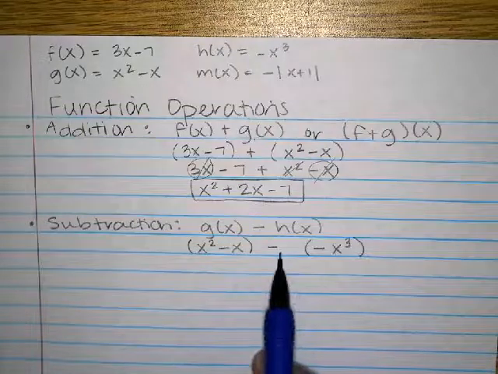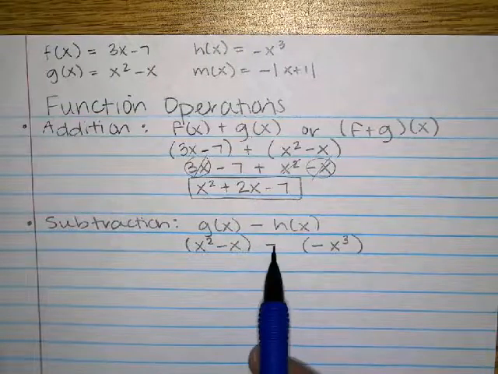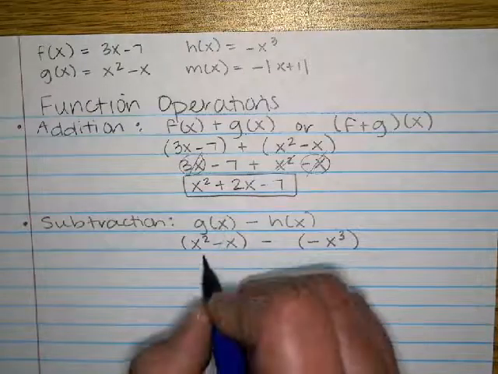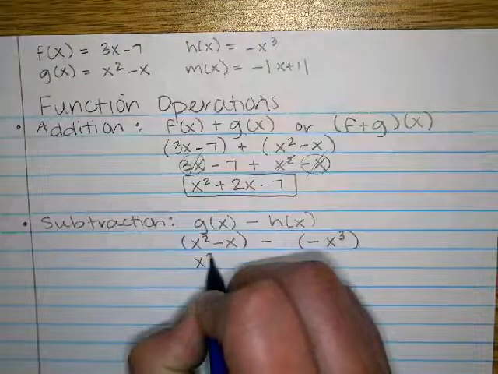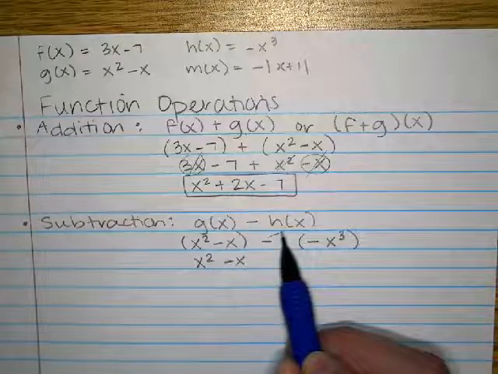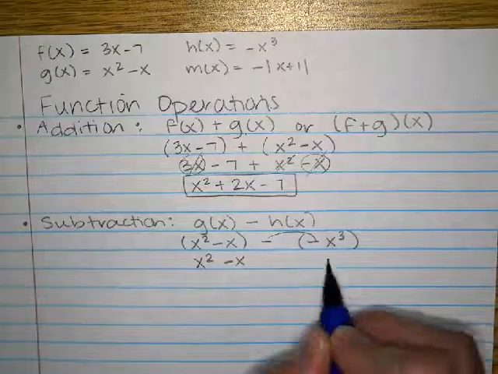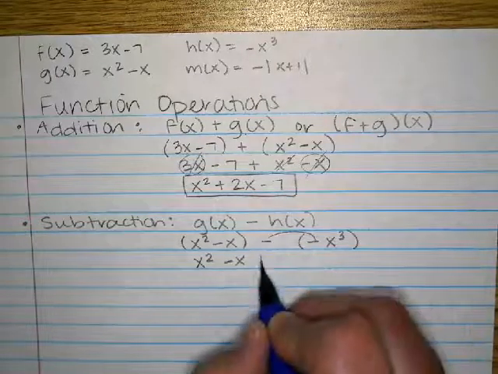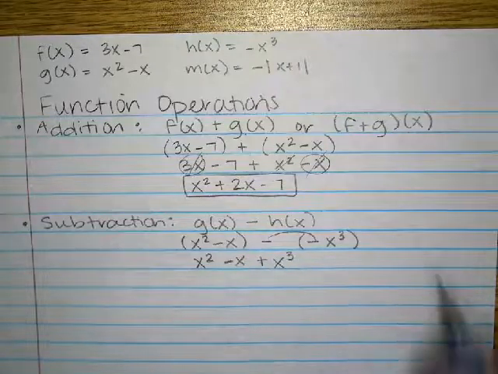So here there's nothing to distribute for the first one, so I'm just going to write this down, x squared minus x. But with the second one, I have to make sure that negative goes inside the parentheses. And what happens with the minus minus? A plus. Okay, and so over here we technically have the answer, but it's in the wrong order.